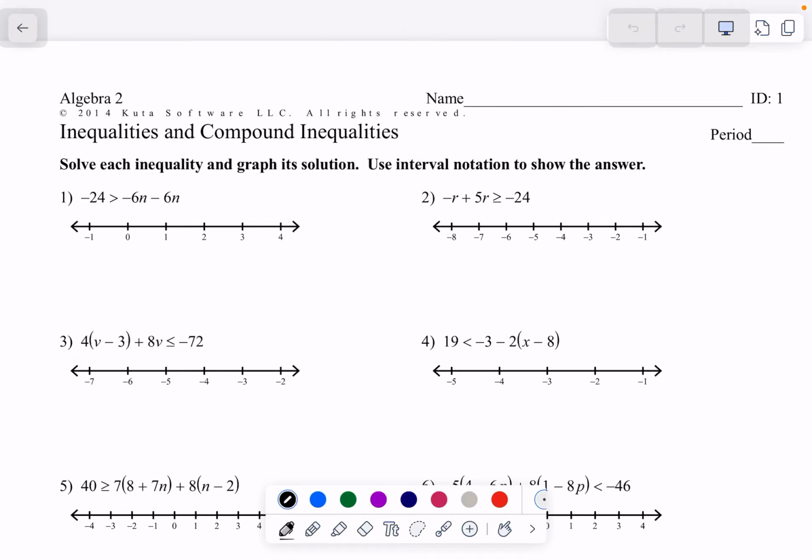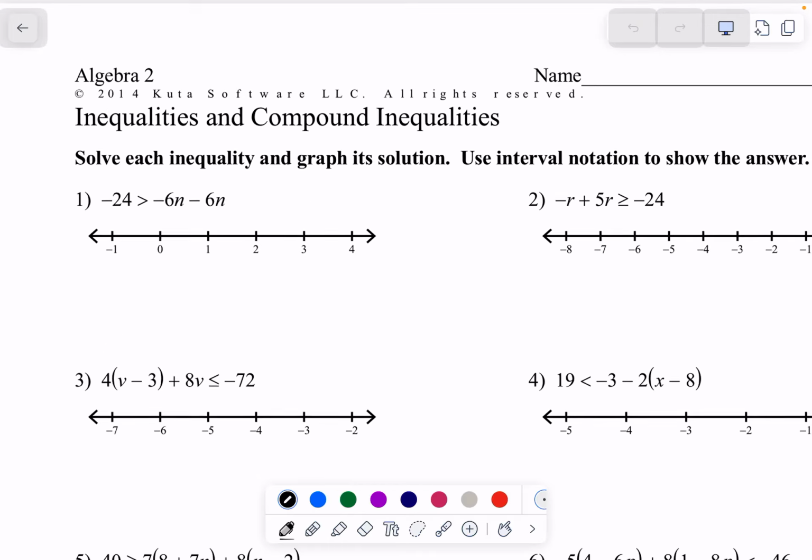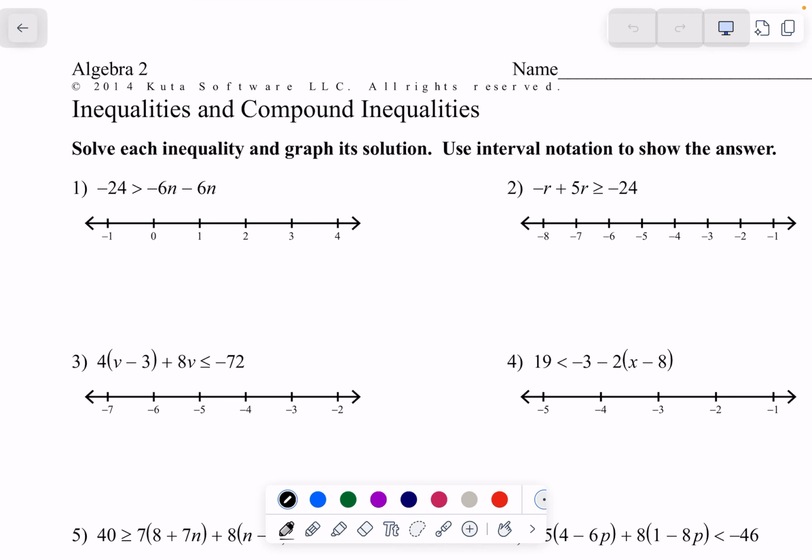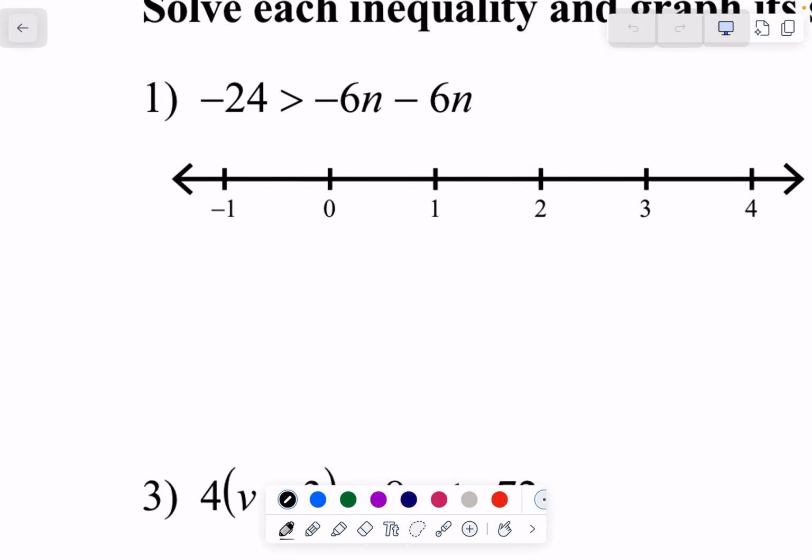Take a look at review number 3. Let's do the odds. The question says to solve each inequality, graph its solution, and then use interval notation to show the answer. So there are really 3 parts to each one of these problems. But as soon as you get the graph, everything will kind of flow the way you want it. Okay, so let's take a look at our first problem.